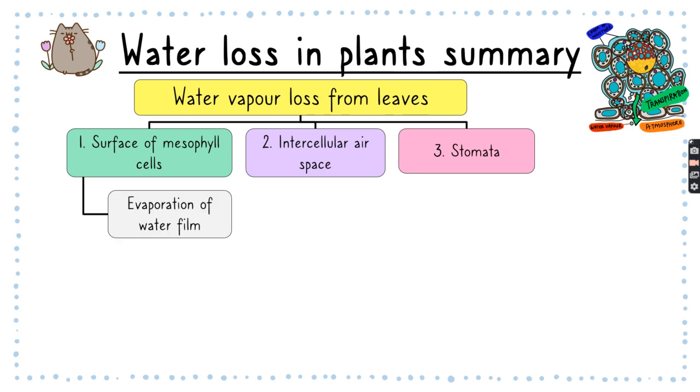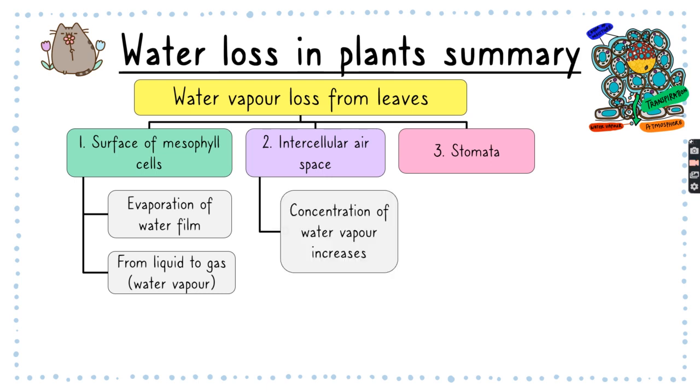At the surface of the mesophyll cells, this is where evaporation of the water film occurs. And this is where the water film will be converted from liquid to gas. And in their gas form, we call it the water vapor.